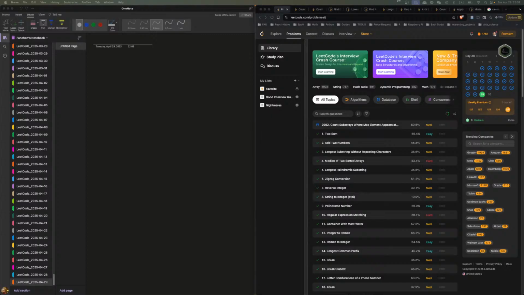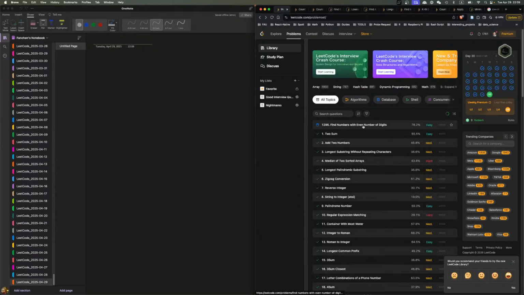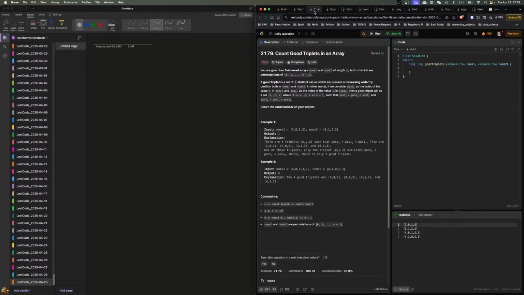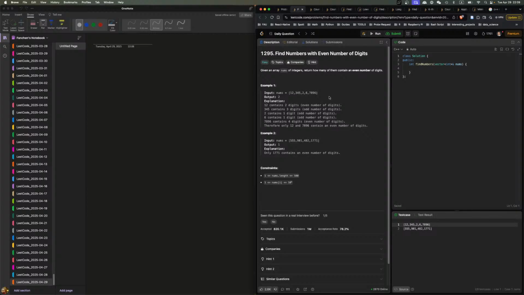Number one, it's April 29th. All right, let's do this. Ooh, I sense the shift imbalance. Yeah, I think we have time to do not this one. This one. Find the numbers with even number of digits. Even number of digits.